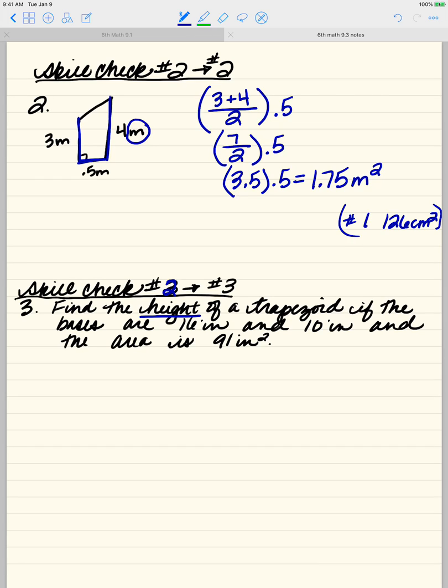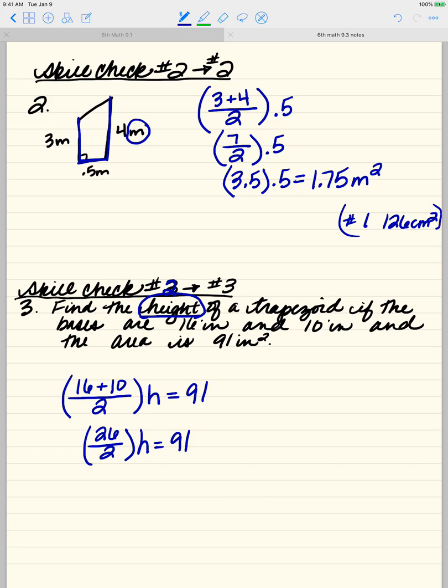We have 2 bases, so 16 plus 10, base 1 plus base 2, always divided by 2, multiplied by the height, find the height, which means we don't know the height, so there's h. But we do know the area, that is equal to 91. Okay, let's tackle what's happening in our parentheses. 16 plus 10 is 26 divided by 2 times h is equal to 91. 26 divided by 2 is 13 times h is equal to 91.